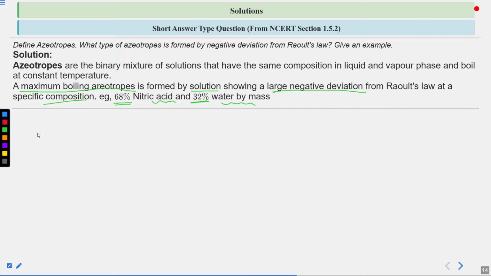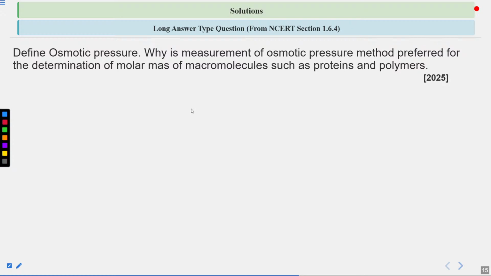Okay, moving on to our next question. Now, this question is a long answer type question, and it comes under section 1.6.4 in the NCERT textbook, in the Solutions chapter. The question asks: define osmotic pressure. Why is the measurement of osmotic pressure method preferred for the determination of molar mass of macromolecules such as proteins and polymers? So again we have two questions.